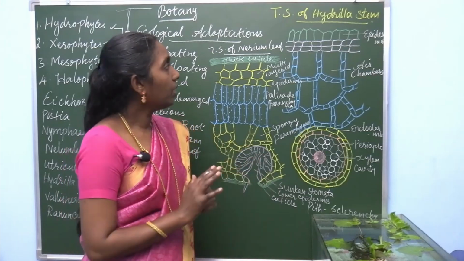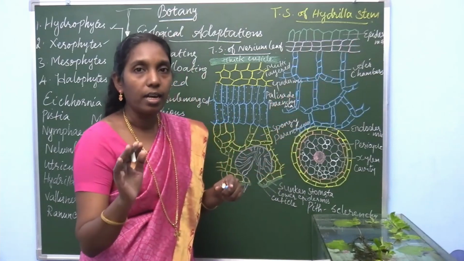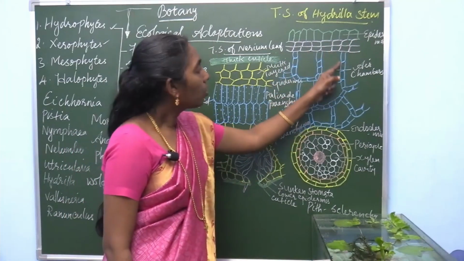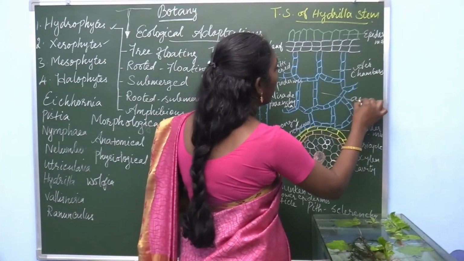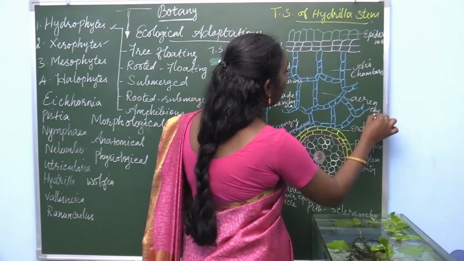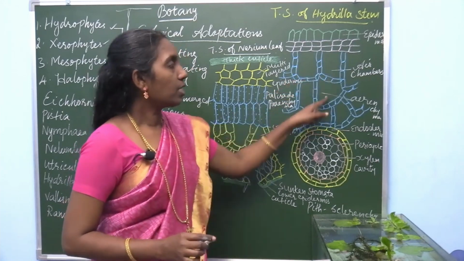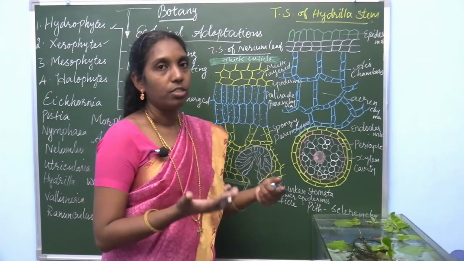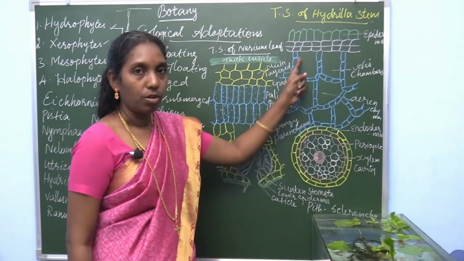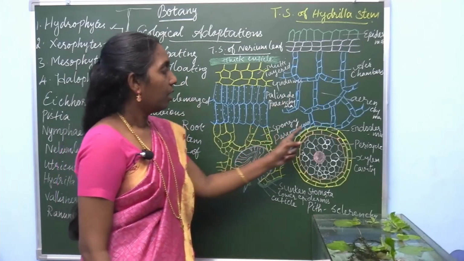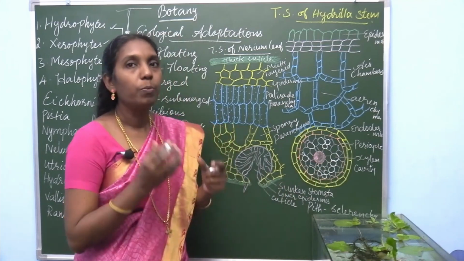Cuticle is absent, and the epidermis is made up of a single layer. The cortex is made up of parenchyma cells. Here are the air chambers. Due to the presence of these air chambers, it gets buoyancy to float freely on the surface of water. So air chambers are one of the adaptations of this. And this is the endodermis and pericycle, and the vascular tissues are poorly developed.